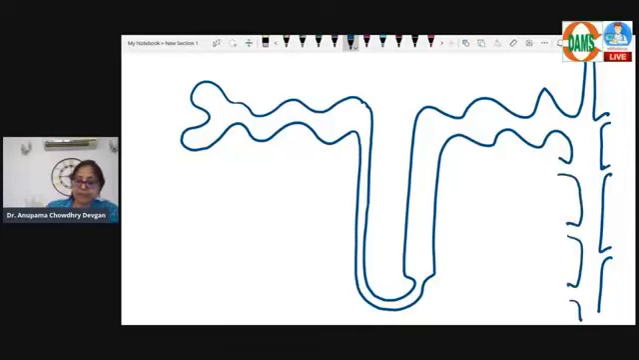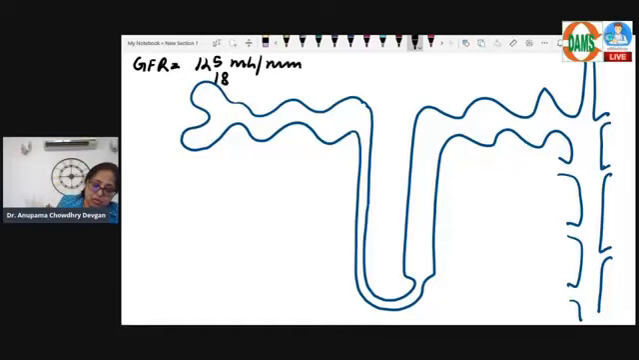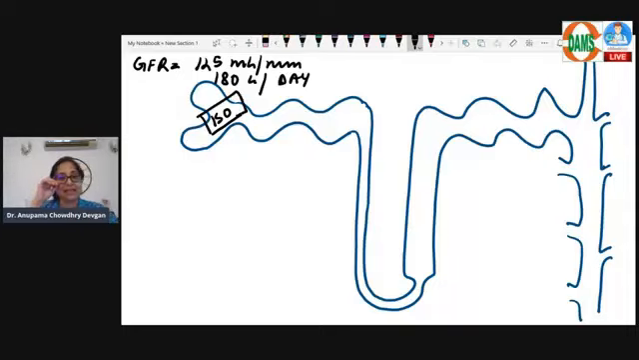Now, we've already discussed, what is GFR? How much is the GFR? GFR is 125 ml per minute, or you can also write it as 180 liters per day. Now, the filtrate which is produced is isotonic with plasma. Please understand, the osmolality of the glomerular filtrate is the same as that of plasma. In terms of amount, it is 20% of the plasma flow. But the composition of the filtrate is same as the composition of the plasma.